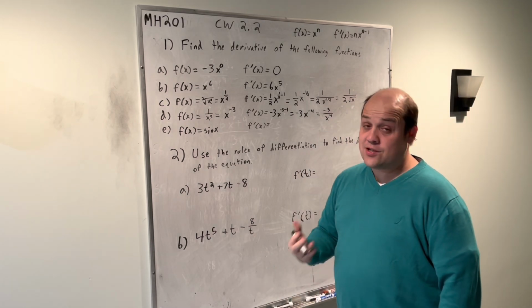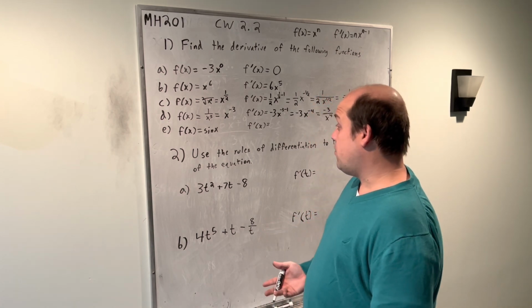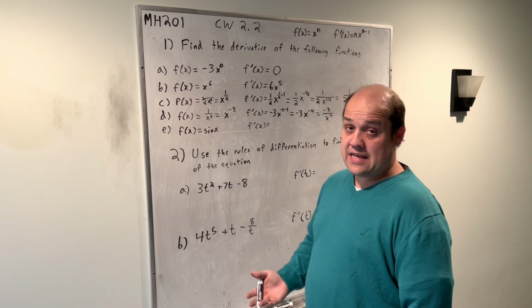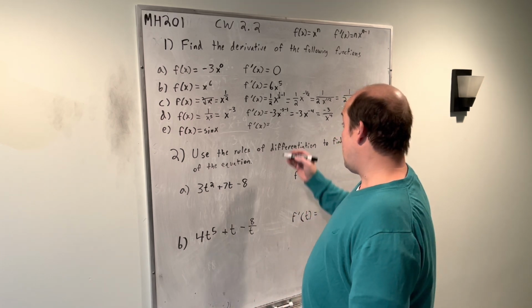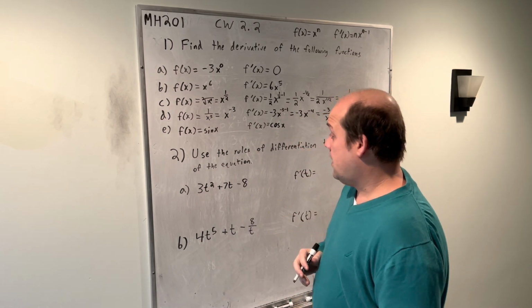For sine x, it's just one you have to have memorized or have in your notes. Basically, the derivative of sine is cosine. The derivative of cosine is negative sine. So here, I just have to write cosine x.